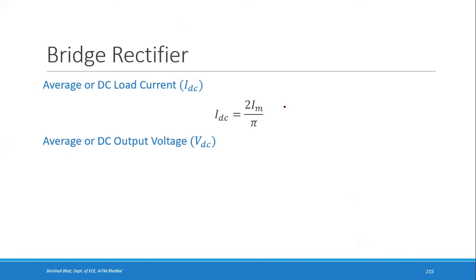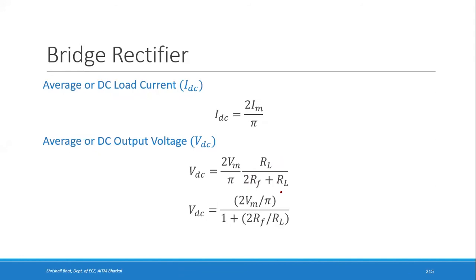If you find that, it will be equal to 2 Vm by pi multiplied by RL divided by 2 RF plus RL. So in case of bridge rectifier, instead of RF, here there will be 2 RF. That's the difference you have to note. And if you divide numerator and denominator by RL, you get 2 Vm by pi divided by 1 plus 2 RF by RL here. Wherever there is RF, just make it 2 RF. Okay, that's the way you get.